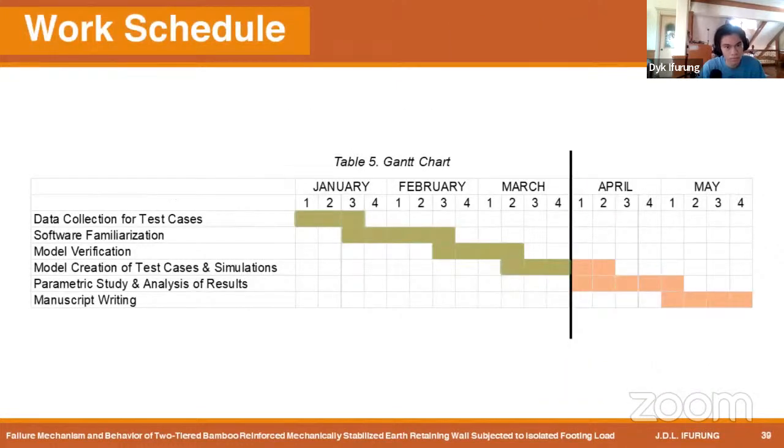Shown here is my Gantt chart, and we are in the first week of April. I am on time and still currently modeling different trials and running simulations.